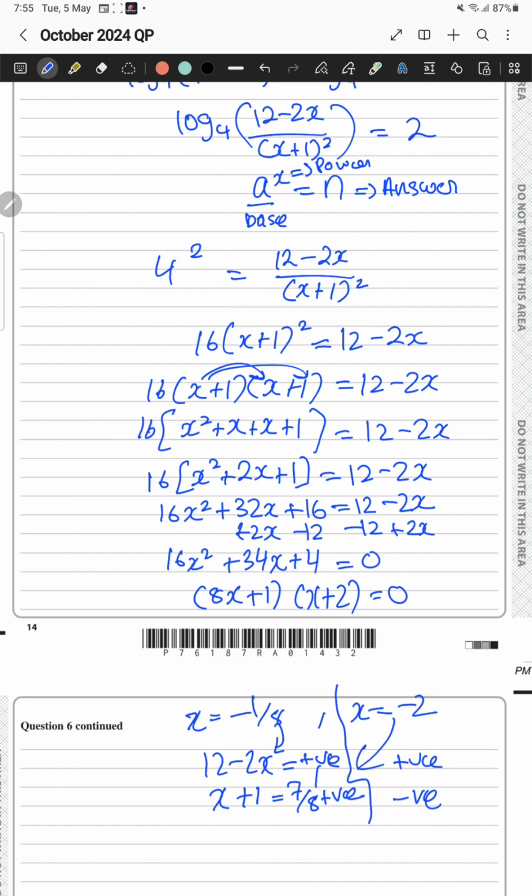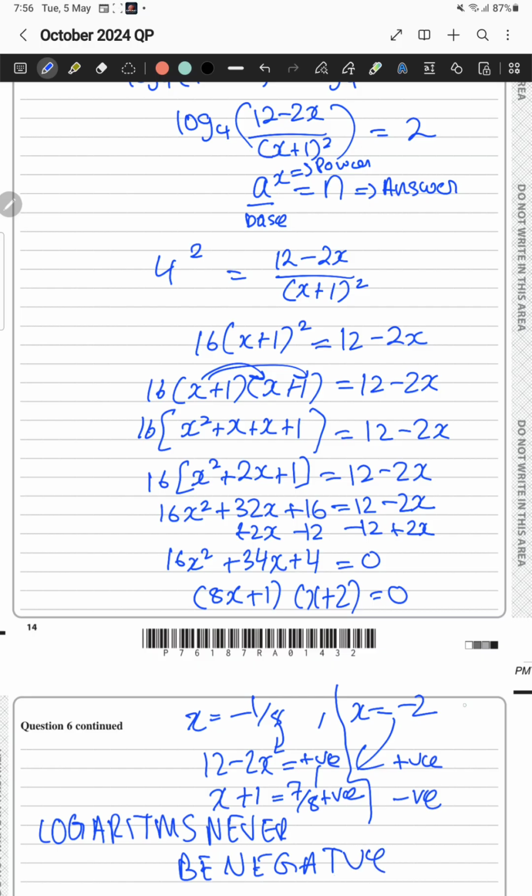So now basically, a very important rule of logarithms is that the argument can never be negative. Never ever be negative. So we have to reject x equals minus 2. Hence x is equal to minus 1 over 8 is going to be our answer.